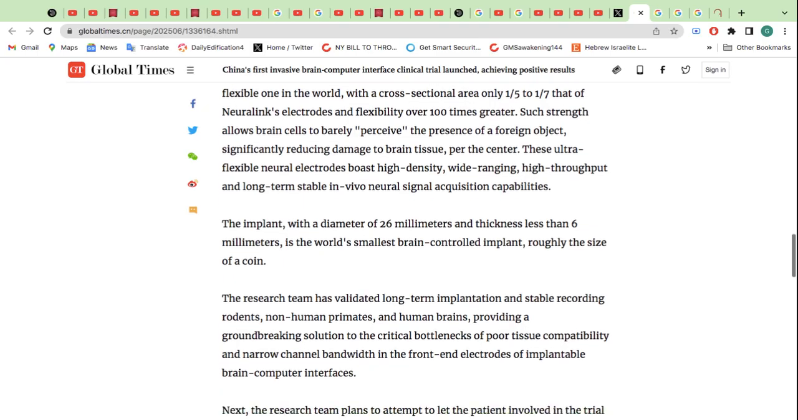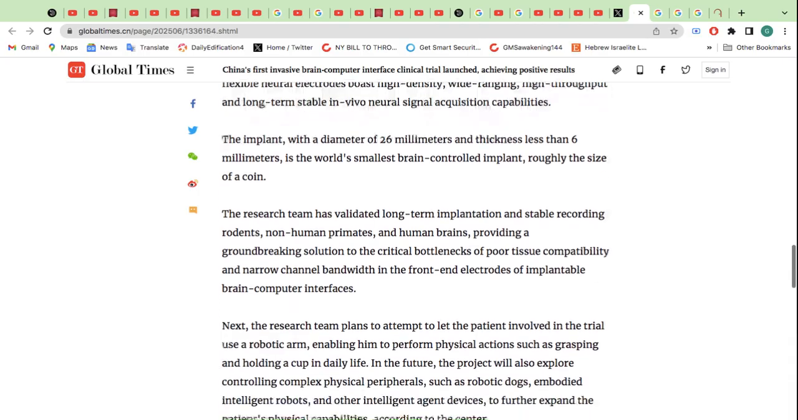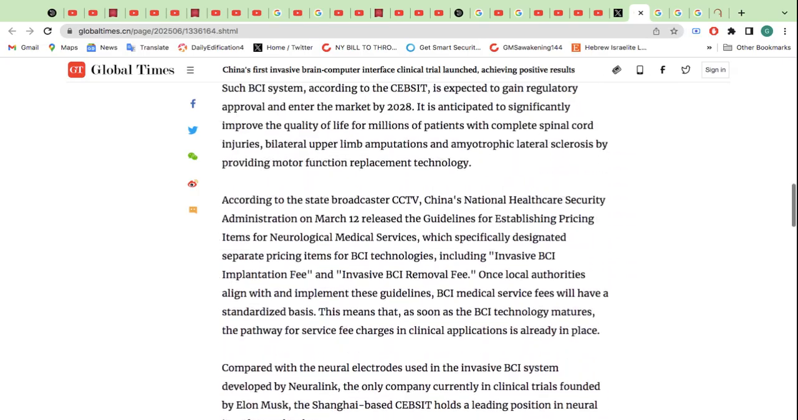The implant, with a diameter of 26 millimeters, which is 2.6 centimeters, you get a ruler and see how small that is, and a thickness of less than 6 millimeters, which is less than half a centimeter thick, is the world's smallest brain-controlled implant, roughly the size of a coin. All right, so we read the core things there.